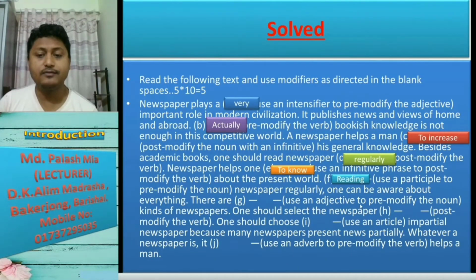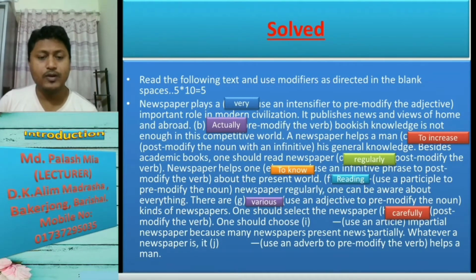Use an adjective to pre-modify the noun. Pre-modify the noun, so we need again an adjective, and the examiner clarified that you need an adjective. So various kinds of newspapers. One should select the news, post-modify the verb. Modifying the verb, so we need an adverb. One should select the newspapers carefully.